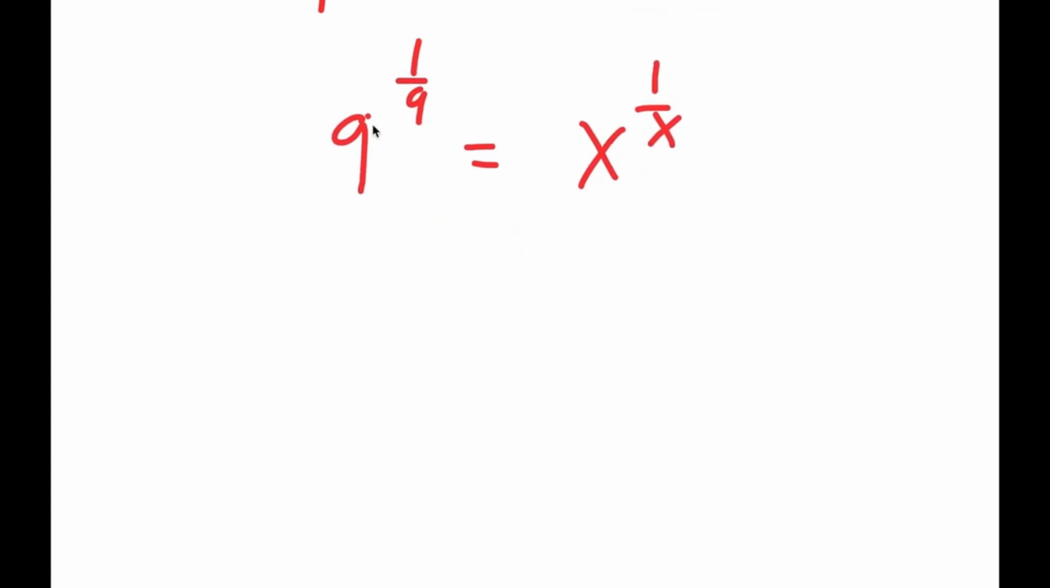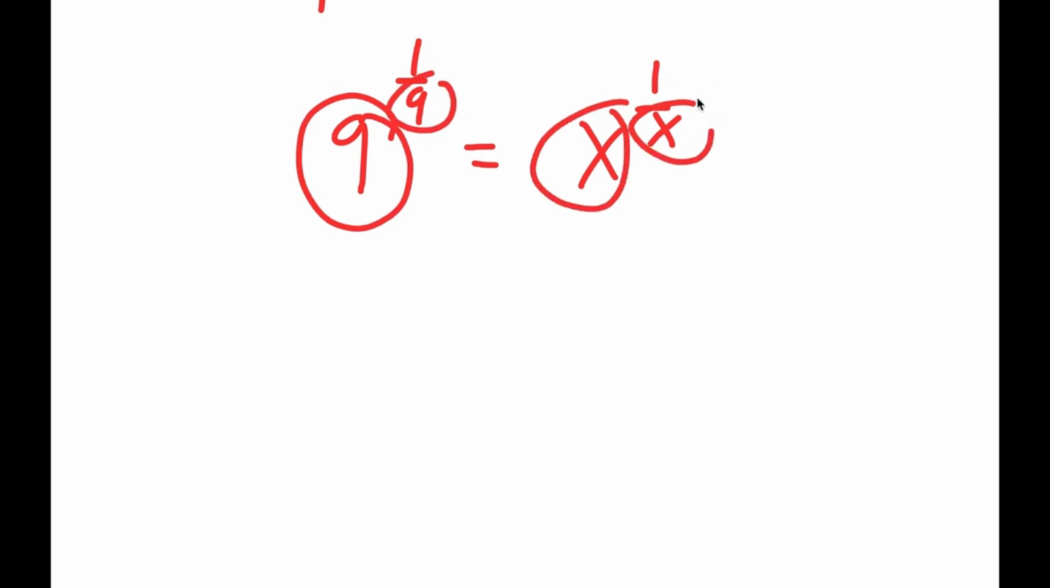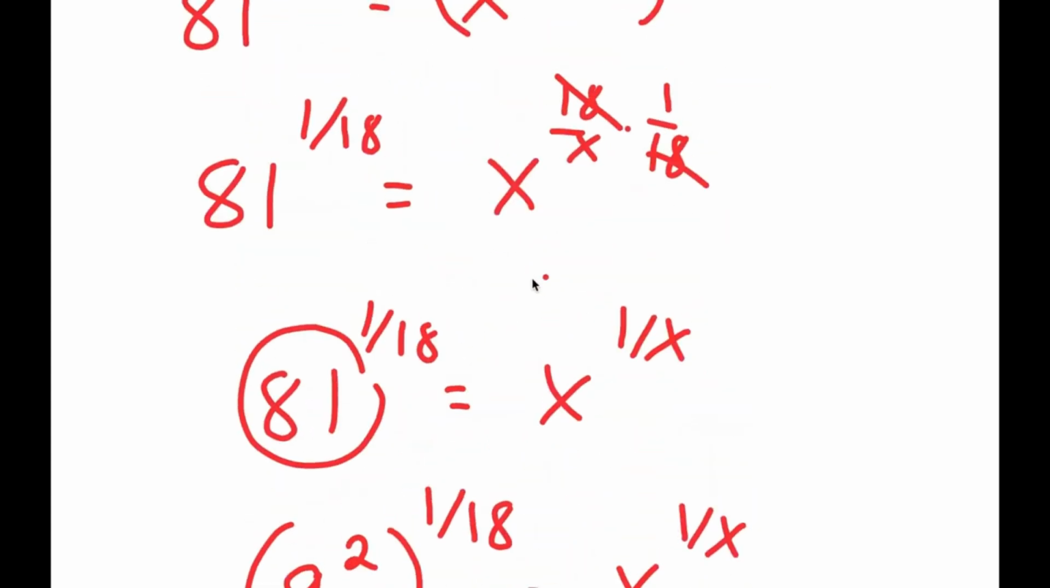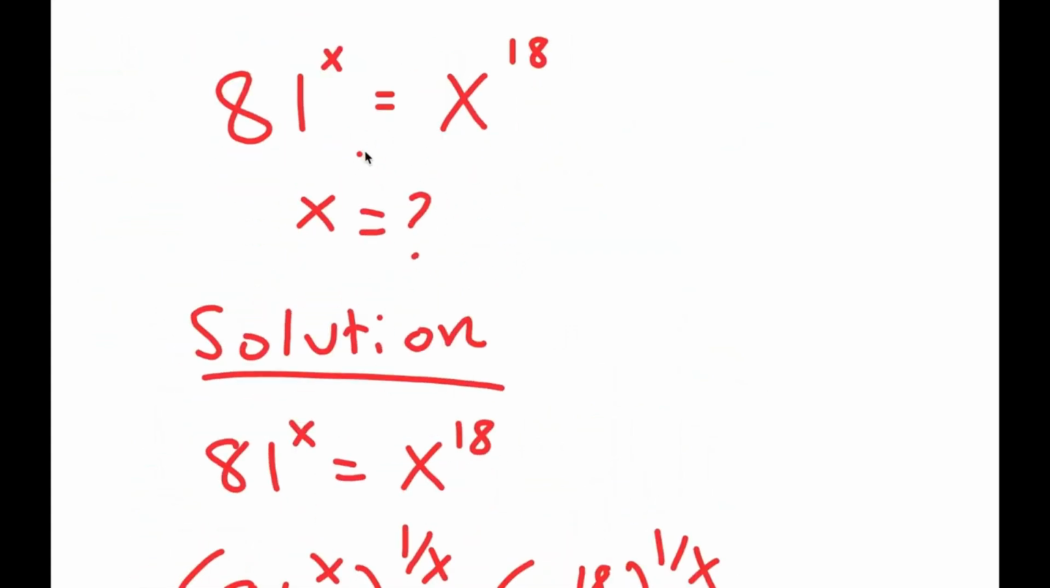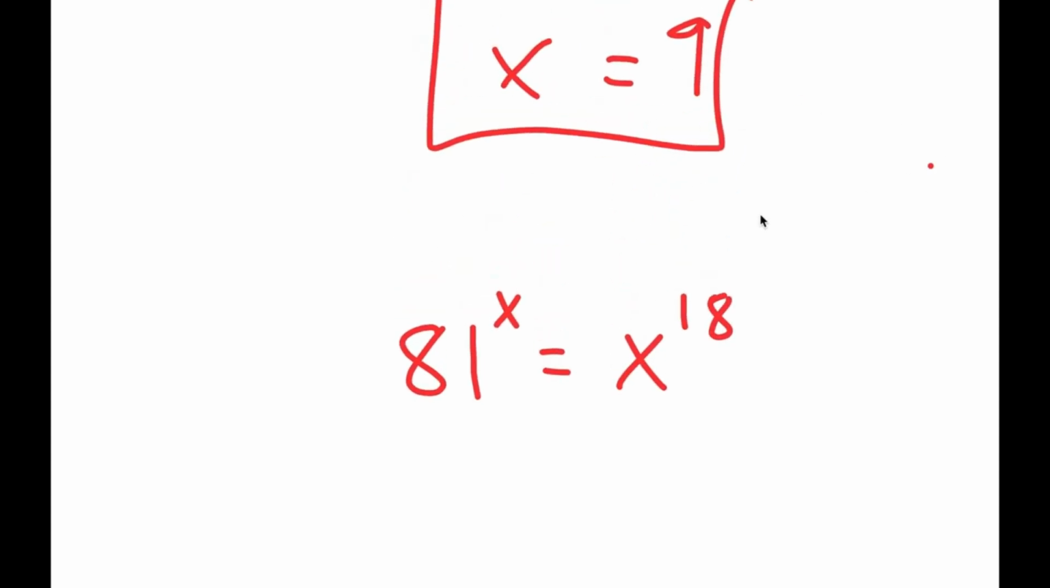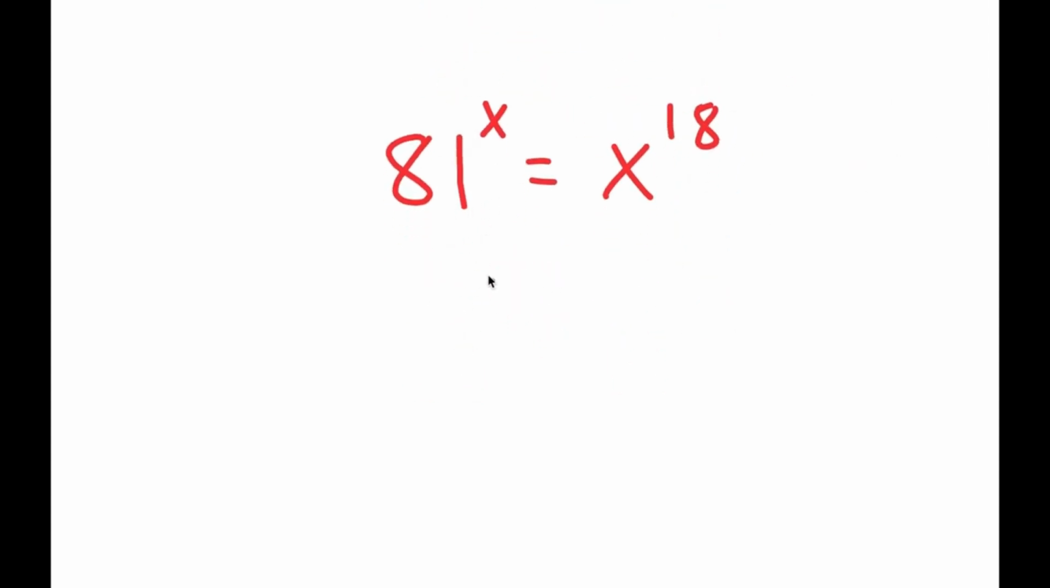Now, notice how this is in the form a number to the power of 1 over that same number is equal to x to the power of 1 over x, meaning x is equal to this number 9. So now, going back to the original equation, let's go ahead and check if this is right. So I have 81 to the power of x is equal to x to the power of 18. So x is equal to 9. So if I plug in 9 for x, I get 81 to the power of 9 is equal to 9 to the power of 18.